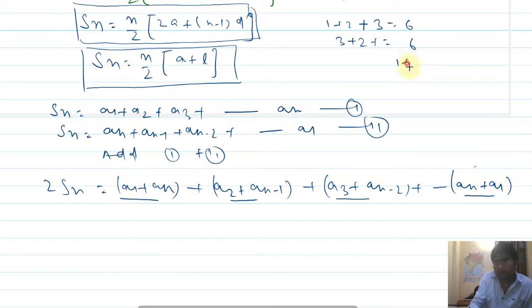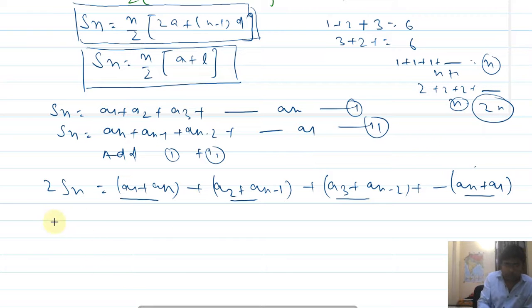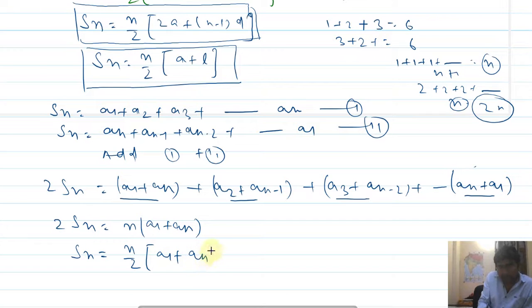If I write 1 plus 1 plus 1 up to n times, what is the total? n. If we write 2 plus 2 plus 2 n times, what is it? 2n. So 2Sn equals n times (a1 plus an). Divided by 2, Sn equals n by 2 times (a1 plus an). So this is our proof.